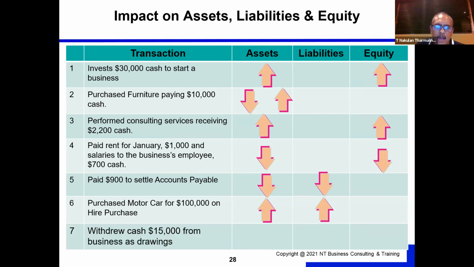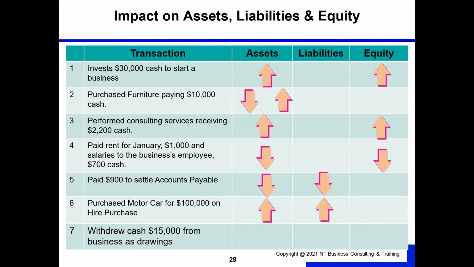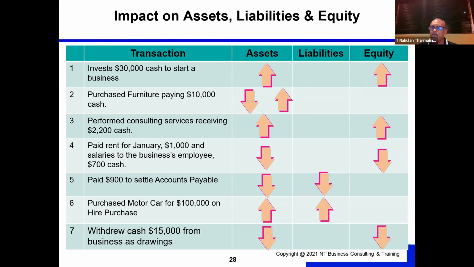Okay. You withdrew cash as a partner in your company or your business. You withdrew 15,000 in cash from your business as drawings. What happens? Asset goes down and equity goes down. Yep, exactly. That's what happens, because with drawings, you are reducing the capital of your firm.